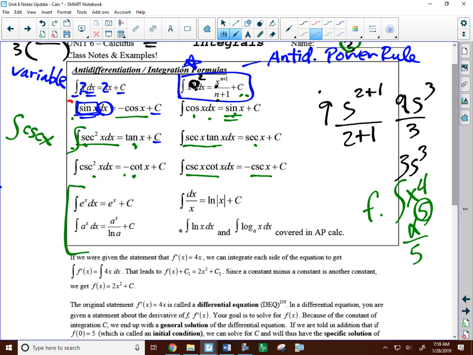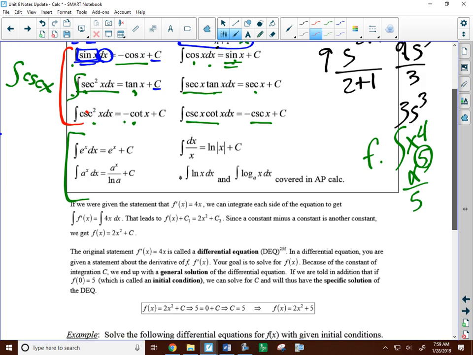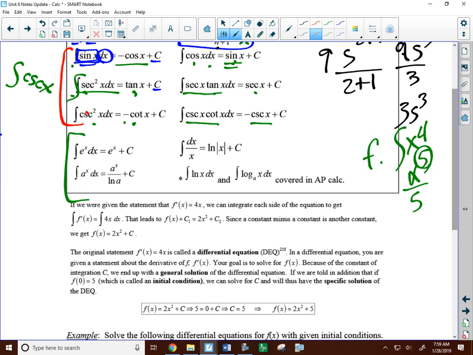Okay, let me talk about the last few here. Any thoughts on the trig ones? No. To finish up, these are some from Unit 4. So the derivative of e to the x is e to the x, so the antiderivative of e to the x is also e to the x. No one's still the same.